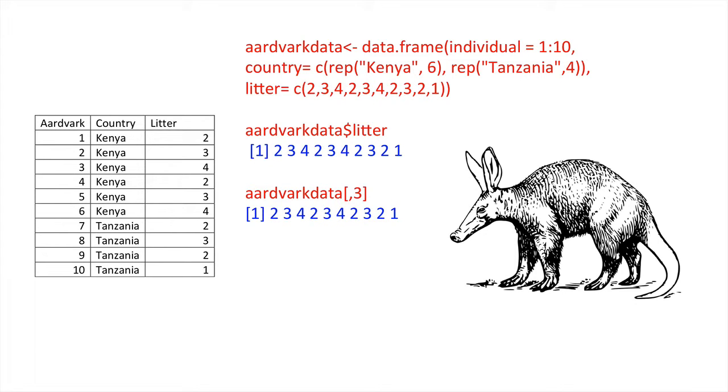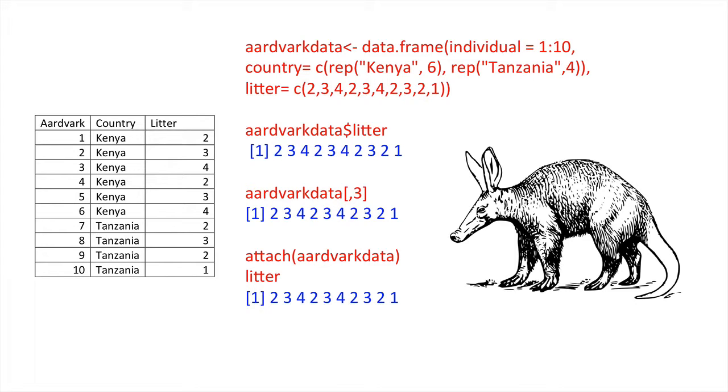We could, of course, simply ask it for the third column in our data set, and we could ask the same question in this way: aardvark data, square brackets, and then we're leaving effectively a space and then a comma and then a 3. So we're asking ignore the row, simply list the third column data, and there we have the same. In R, there's many ways to do the same thing.